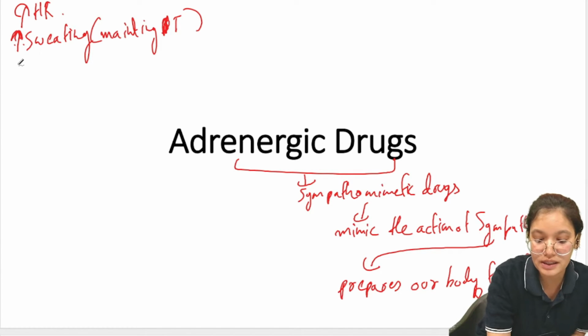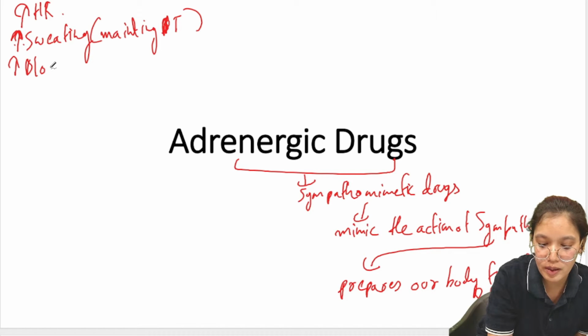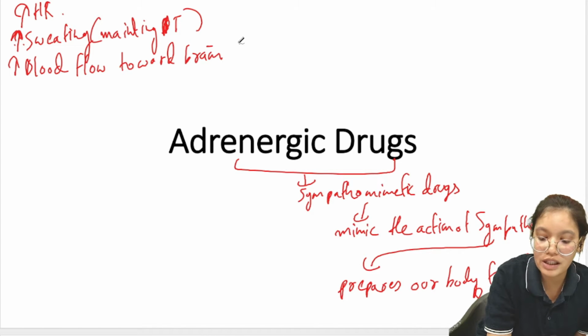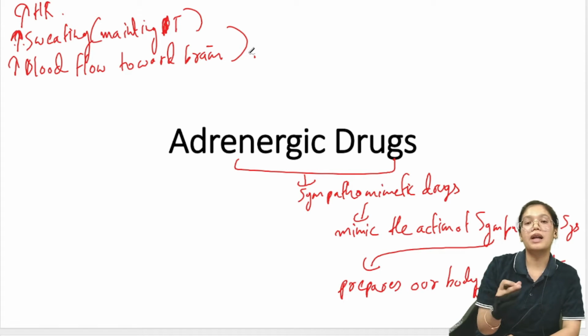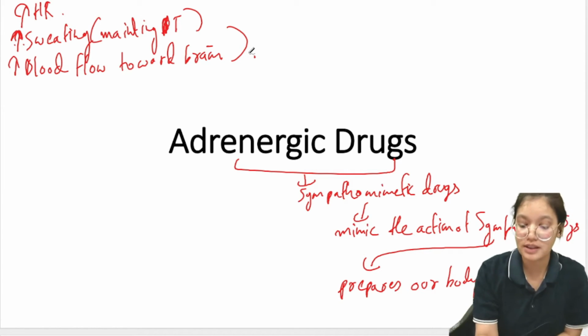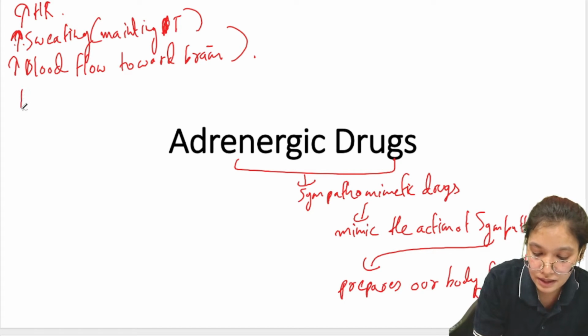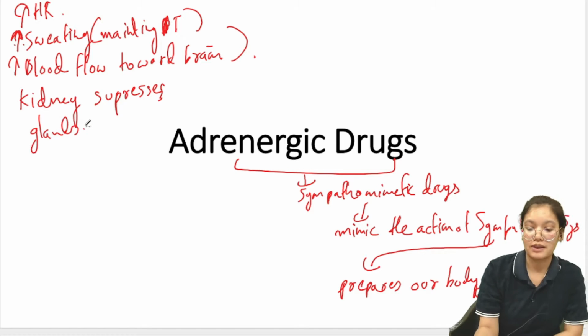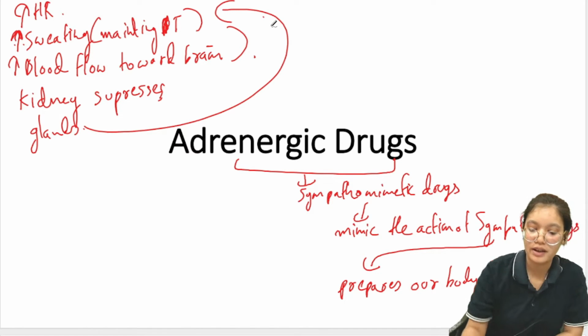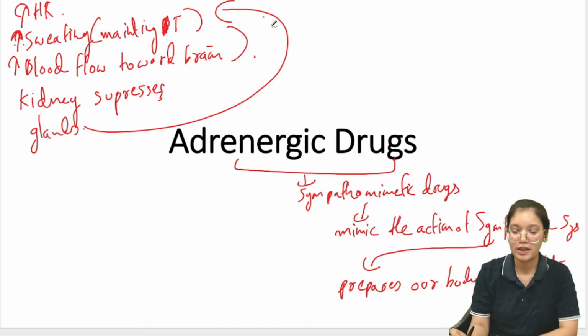So the sweating increases, and the flow of blood towards our brain increases, as we need our brain to work actively during stressful conditions. As well, the kidney functions are suppressed and the glands are also suppressed, except the sweat gland, as we need to maintain our body temperature.